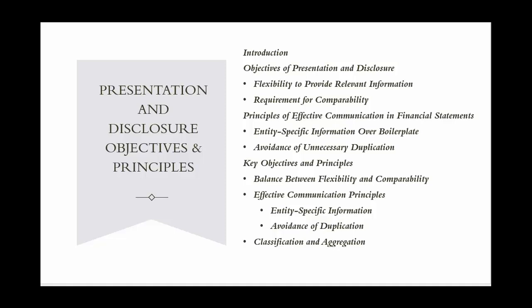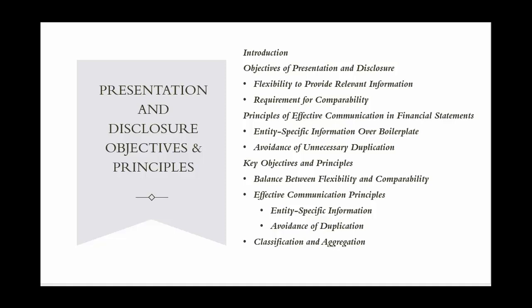2. Avoidance of duplication. Redundant information can clutter financial statements. Avoiding duplication helps maintain clarity and understandability. Example, if an annual report contains a comprehensive overview of a company's sustainability initiatives, there's no need to replicate this information in multiple sections. A single, detailed section on sustainability is more effective and easier for users to digest.